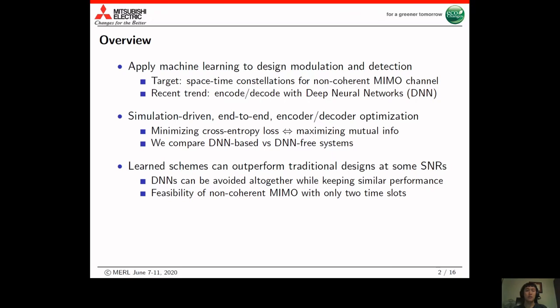Our schemes result in learned designs for space-time constellations that can actually outperform some traditional designs at some SNR regimes. We showed that DNNs can be avoided altogether while keeping similar performance. We also demonstrate the feasibility of communication over the non-coherent MIMO channel while using as few as 2 time slots.